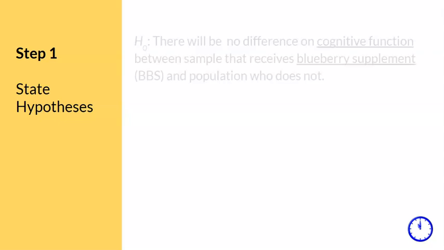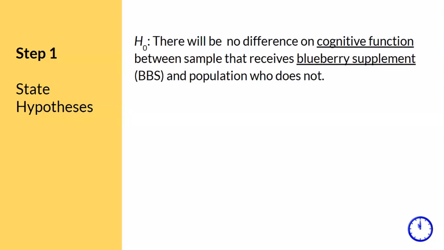Step 1. The null hypothesis is predicting that there will be no difference in cognitive function between the sample that receives the blueberry supplement and the population who does not receive the supplement. The words cognitive function are underlined because it's the dependent variable which is being measured in the study. The words blueberry supplement are also underlined because it is the independent variable, what was manipulated or given to the sample. Since the treatment in the study was blueberry supplements, I shorten it to BBS.